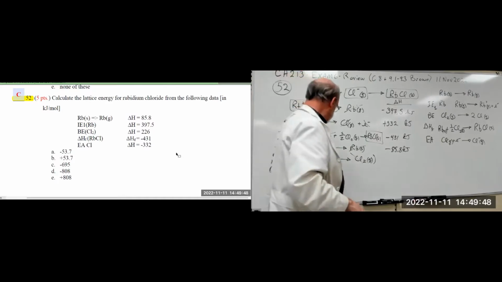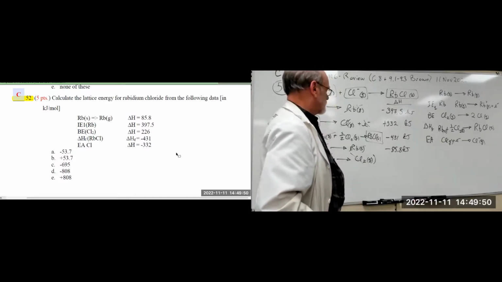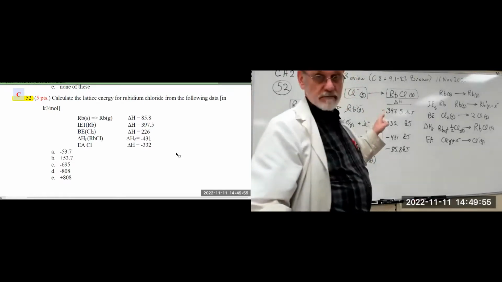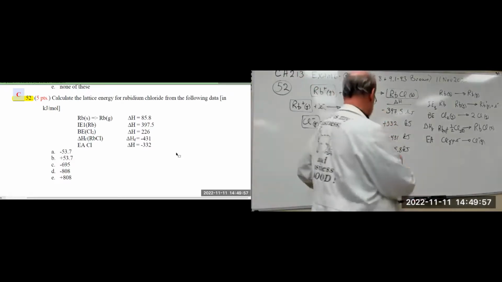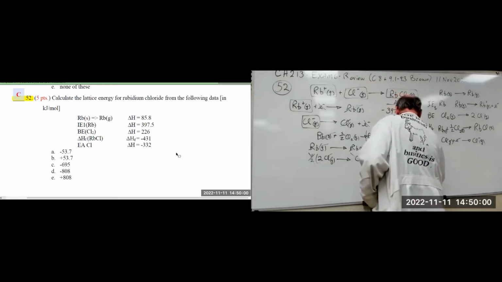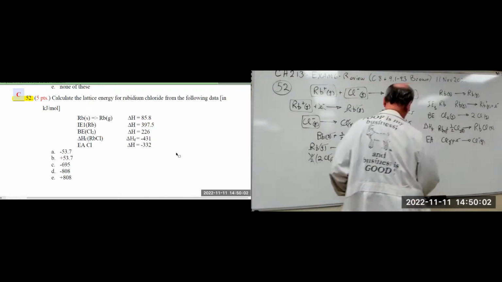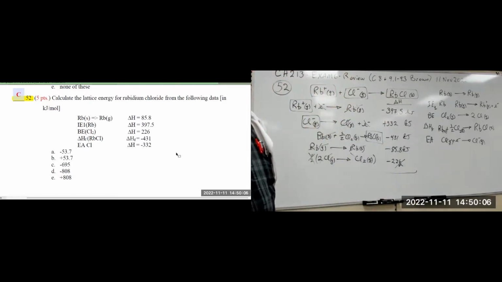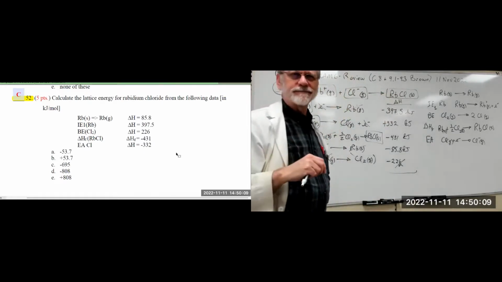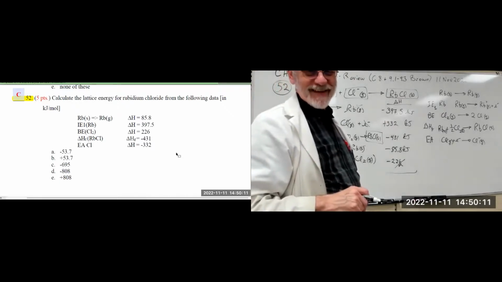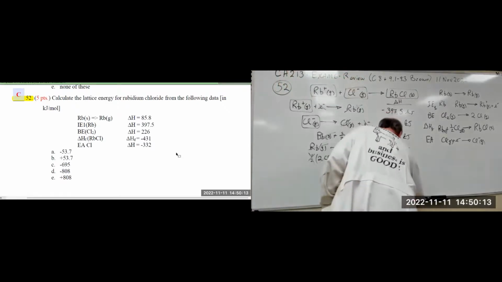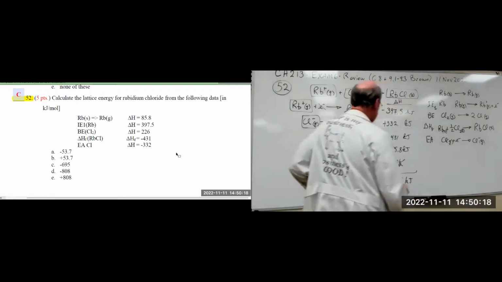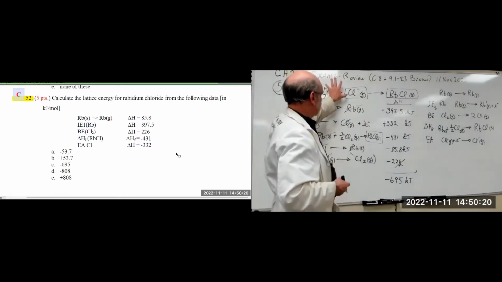Okay, but we flipped it, didn't we? Yeah, we flipped it and changed the sign on bond energy. 226. So it's minus 226 divided by 2. There we go. Now we just add those up. That's a lot of work, isn't it? We should get minus 695 kilojoules per mole for this reaction.